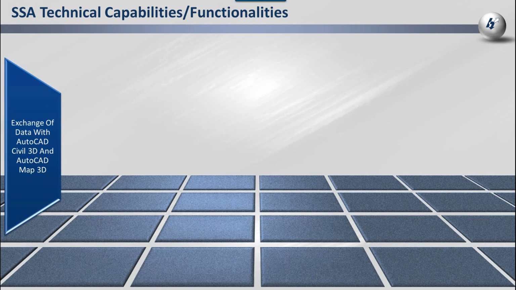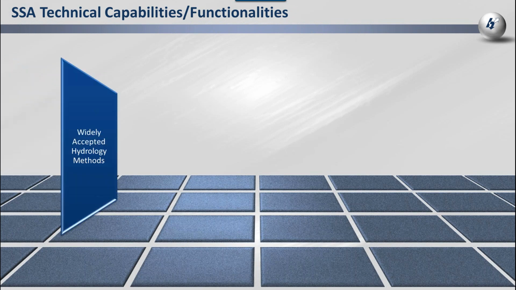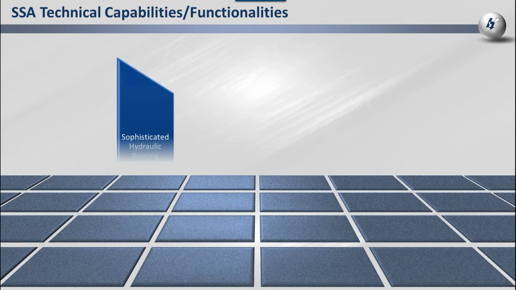Okay. We also have widely accepted hydrology methods such as TR-20, TR-55, the rational method, modified rational, etc. And we'll see that here also coming up on another slide. We also have advanced and sophisticated hydrodynamic routing. It can handle backwater, surcharging, flow splits, etc.